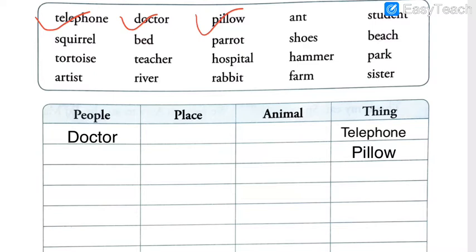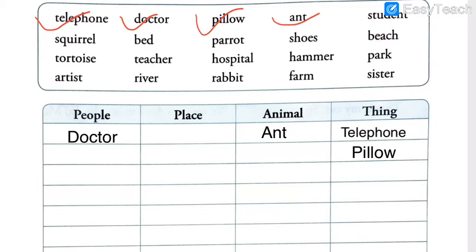Can we say ant is people? Obviously not. Can we say it is a place? No, never. We cannot say ant is a place. Then can we say it is an animal? Yes. Though it is an insect, it comes into the animal category. So let us write the answer here, A-N-T, ant, in the animal category. So ant is solved.